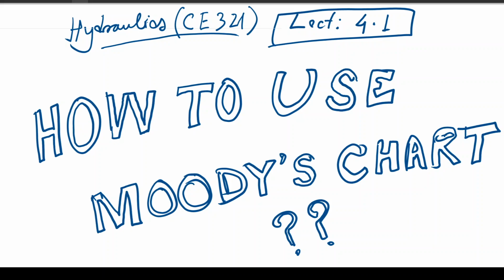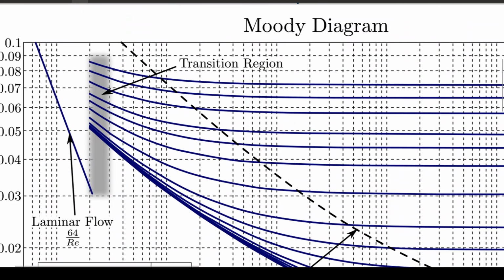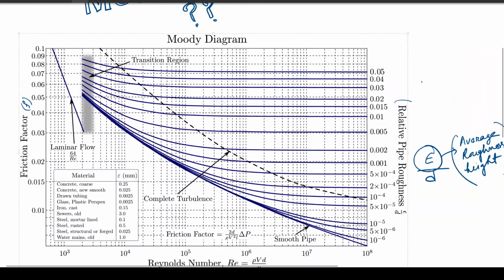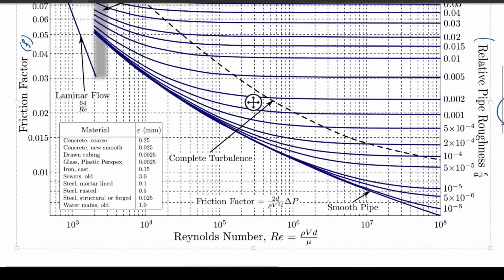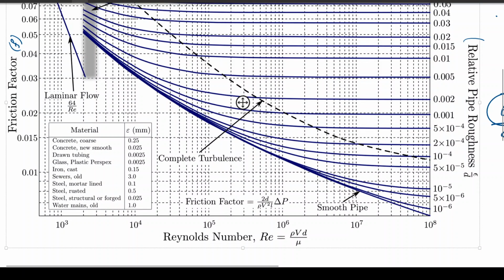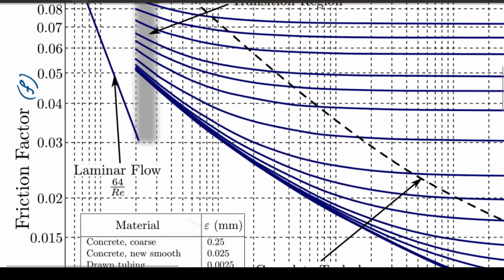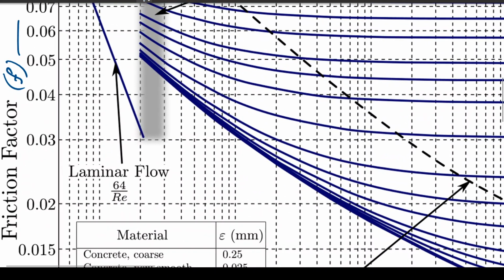Hello everyone. Here we are going to discuss how to use the Moody's chart or Moody's diagram to find out the head loss. Actually, this diagram is used for finding out the friction factor for different types of pipes. So this is what the diagram looks like. As you can see here, the x-axis has the Reynolds number and the y-axis has the friction factor.